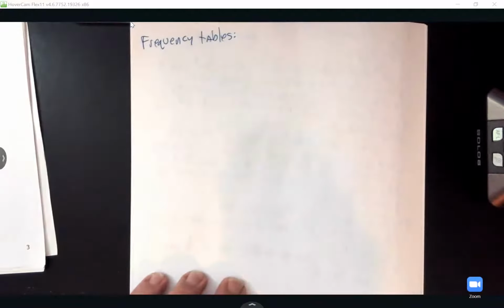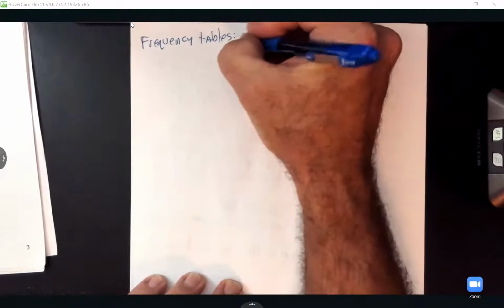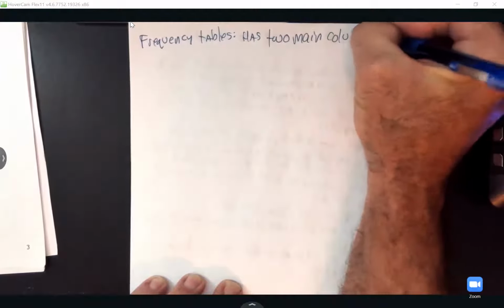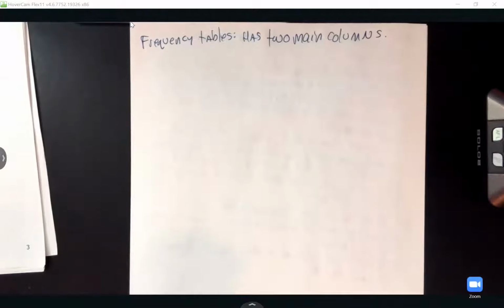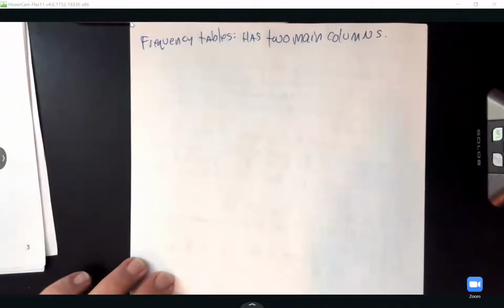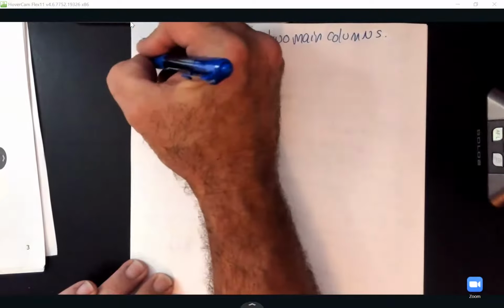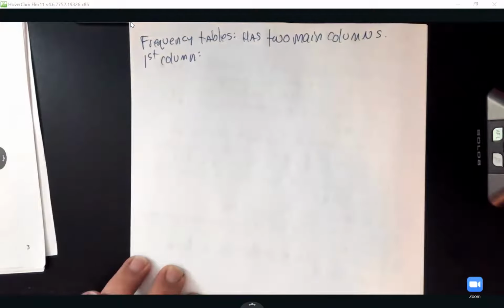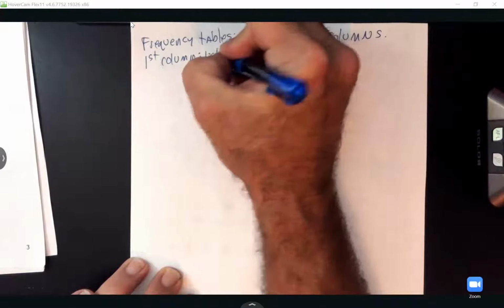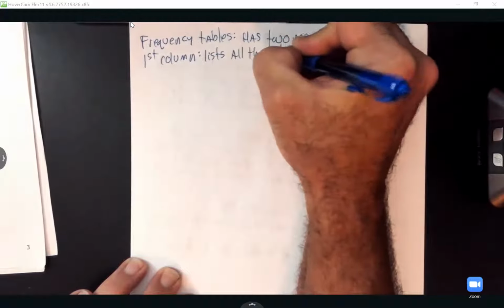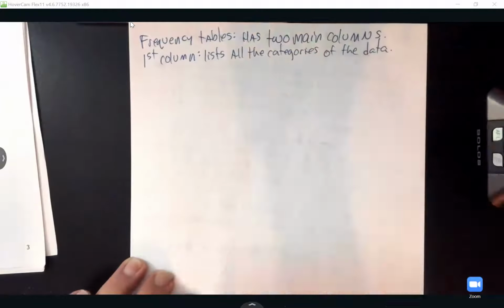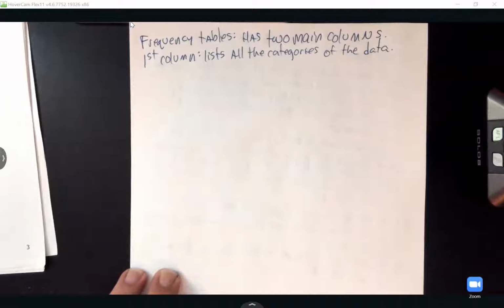Now, when we do a frequency table, it has 2 main columns. Now, when we do the exercises, we're going to expand that out to like 4 columns, okay? So the main columns in a frequency table, the first column is going to list all the categories of the data. So if I'm looking at grades, my categories would be A, B, C, D, and F. Okay, so that's the categories.